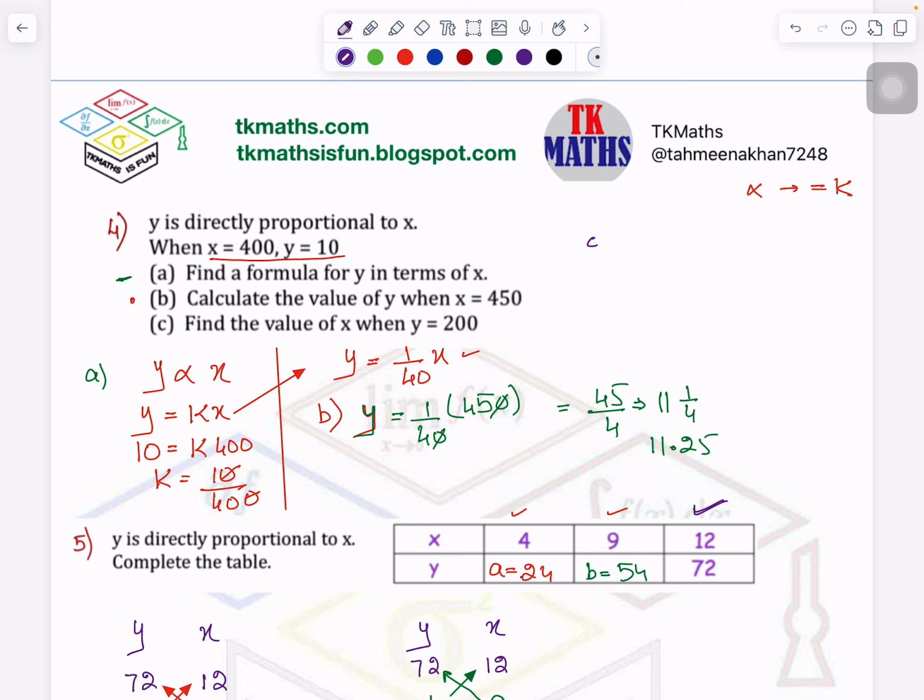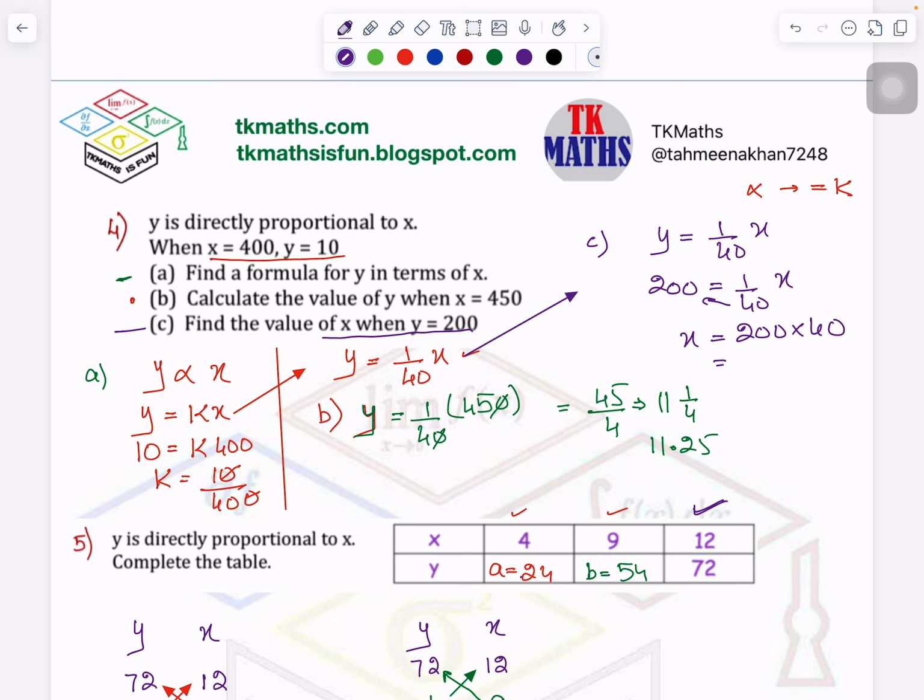So substituting in the same formula, y is equal to 1 upon 40 times x. Now y is given and x you have to find out in part C, right? It is given here. So in place of y I will write 200, and it is 1 divided by 40 times x. So you know what it will become? It will become x is equal to 200 times 40.